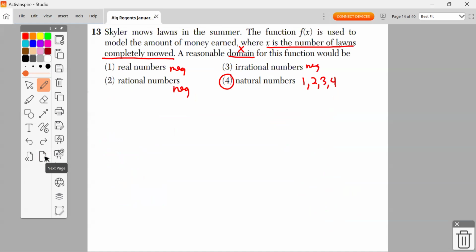In question number 13, the function f of x is used to model the amount of money he earned for mowing lawns, where x is the number of lawns he completely mowed. A reasonable domain for this function would be what? So the number of lawns he mowed. You can't mow a negative number of lawns. Real numbers can be negative, rational numbers can be negative, irrational numbers can be negative, natural or kindergarten counting numbers. Those would be one. He could mow one lawn, two lawns, three lawns, four lawns, etc. Natural numbers are not negative, so that would be the correct answer.